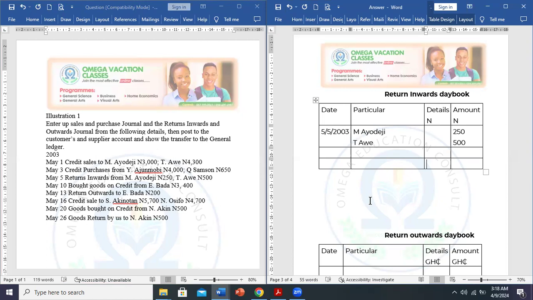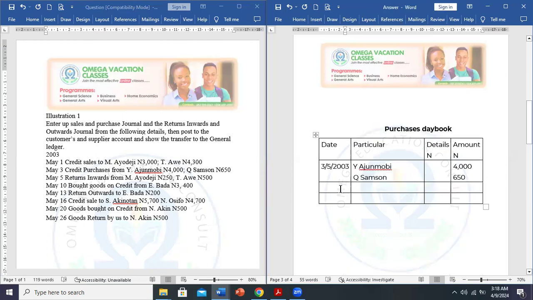That transaction, bought goods on credit from Ibadan. What type of transaction is that? Bought goods, is it not purchases? Yes, sir. So this is purchase on credit. So which book should it be in? Purchases journal. Exactly. I think you are thinking too much. When it looks so easy, you don't like it. So this one will go to the purchases journal, right?